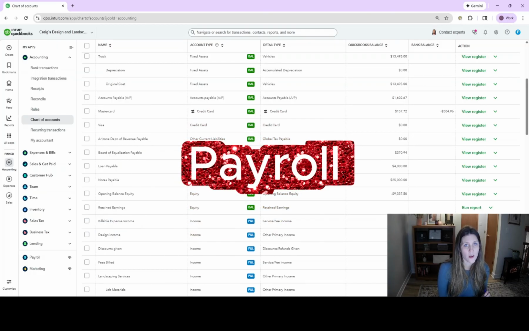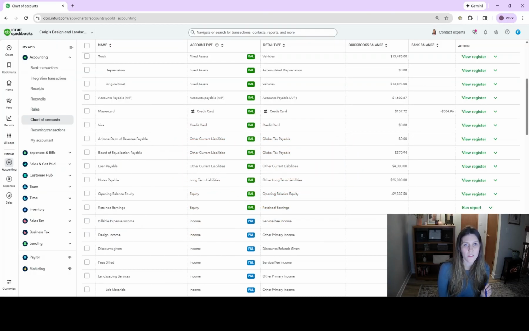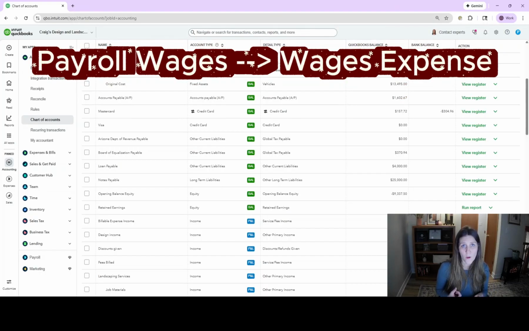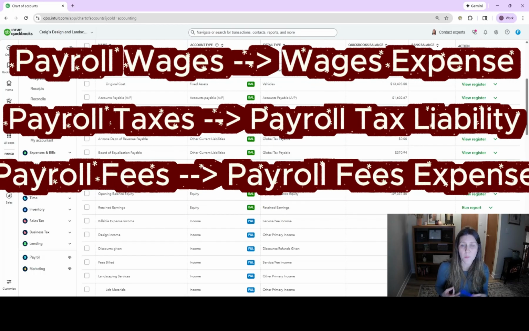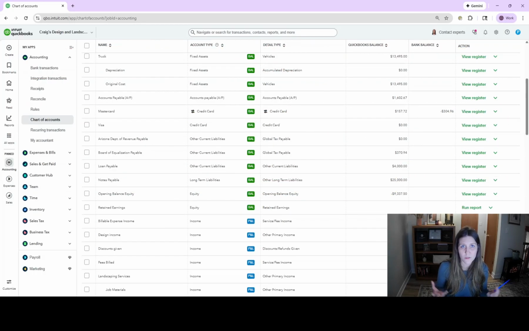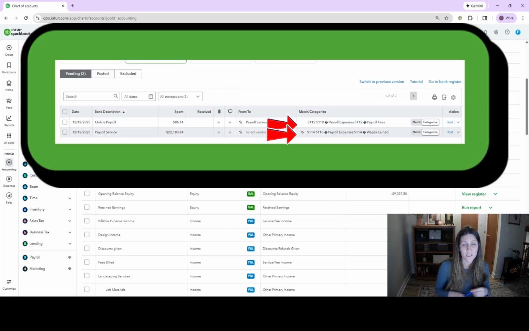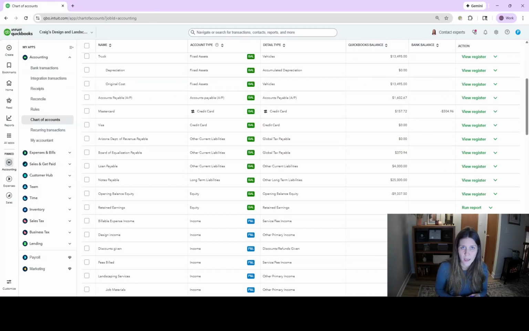Payroll is another area where categorization matters. And this is because payroll withdrawals often include several types of transactions, needing to be split into multiple categories. So typically you have your payroll wages, your payroll taxes, and some kind of payroll service fee. If you use a third-party payroll processor, usually you're going to get charged some type of fee. A lot of times these will already be split up and come through as separate transactions in your bank feed, but make sure you pay attention to that because that's not always the case and that transaction might need to be split up.